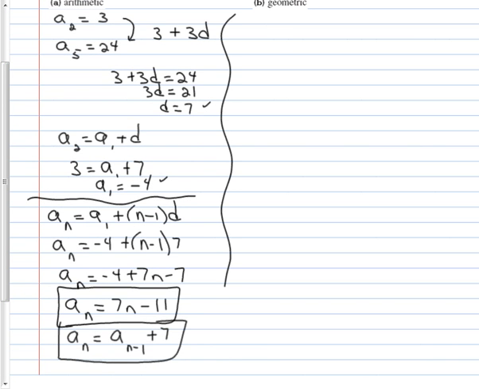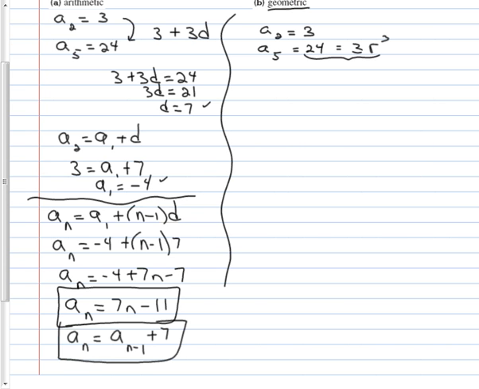Now let's try it with a geometric one. It's the same idea that my second term is 3 and my fifth term is 24. But if it's geometric, it means I'm multiplying. So if I wanted to get that 24, I'd start with my first term and multiply by that common ratio 3 times. Ratio once would get me to the third term, twice would get me to the fourth term, 3 times would get me to the fifth term. So r times r times r is called r cubed.